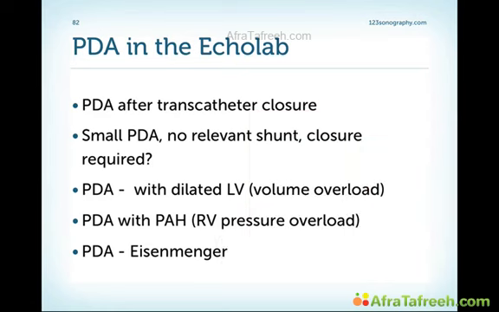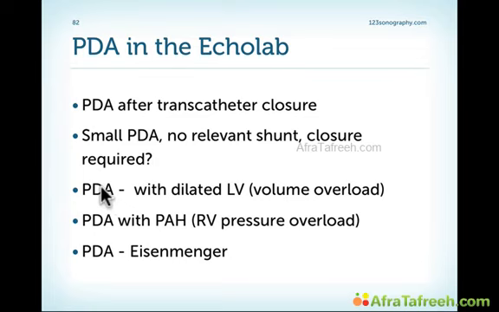PDA after transcatheter closure is one population we look at in an adult population. Actually, most of the patients with PDAs will be closed as soon as they become adults, but we will still see a small population of patients with a small PDA not closed during childhood. These patients may either have no relevant shunt, and the question is whether they will require closure by consensus. As soon as we have a PDA with a murmur, we will probably do this today.